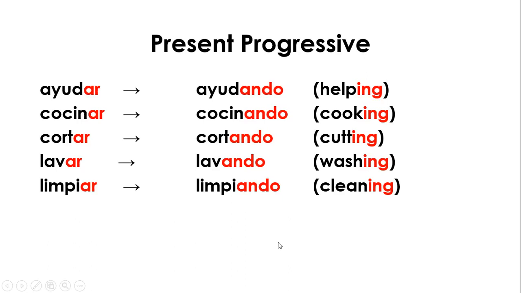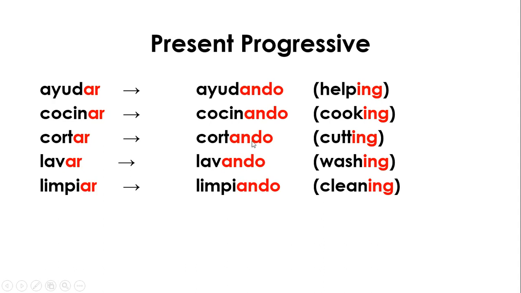So here are some examples of AR verbs that have been changed into the present participle, or the ing equivalent. Ayudar, here you can see we've dropped the AR and changed it to ayudando, and that means helping. Same thing for the verb cocinar. We took off the AR, replaced it with ando to turn it into cooking.